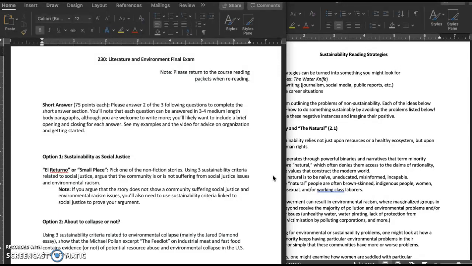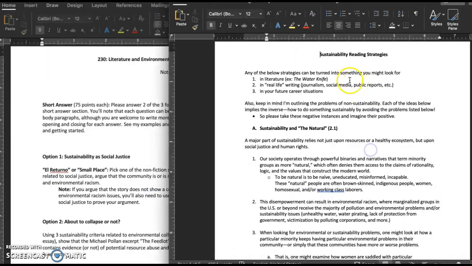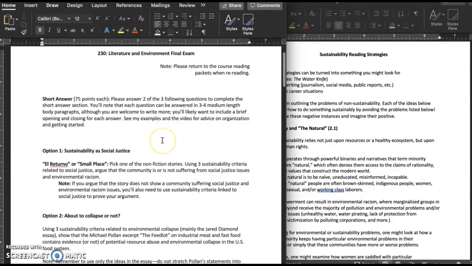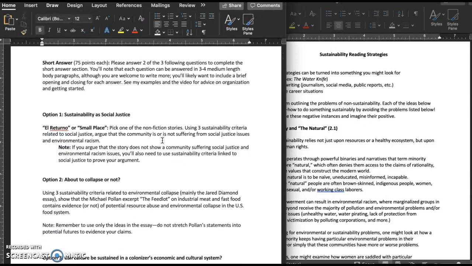But I want to point out the links between the final exam and this document, which you have, in which I put a video together on this as well, and you've probably watched it already. Hopefully you have. So let's look at the exam. Short answer, 75 points each. The whole exam is worth 300 points. And so answer two of the three following.